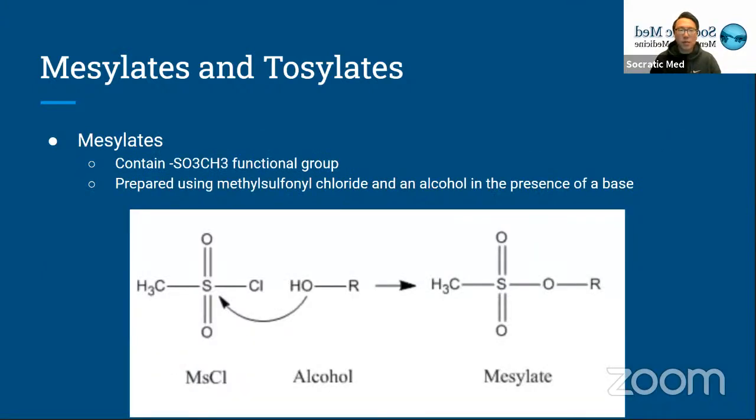So first thing, mesylates. They contain the functional group SO3CH3. So instead of an OH, you replace it with an SO3CH3. And this is prepared using methyl sulfonyl chloride and an alcohol in the presence of a base. You don't need to know the specific reaction or how it works, but just know what happens when you convert to a mesylate and what the general reaction looks like. So when you convert to a mesylate, it becomes a good leaving group in a nucleophilic substitution reaction, but you can also use it as a protecting group against oxidizing agents.